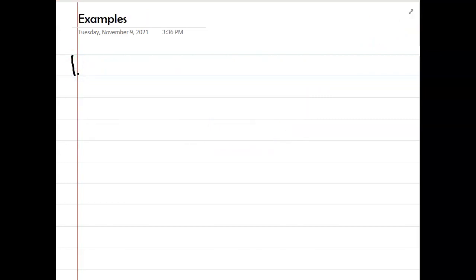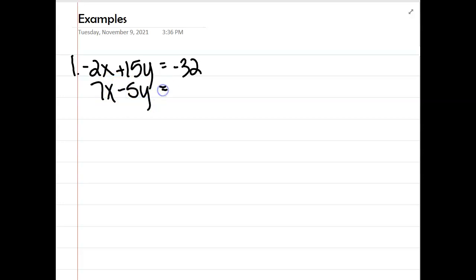All right, number 1. Number 1 says negative 2x plus 15y equals negative 32, and 7x minus 5y equals 17.